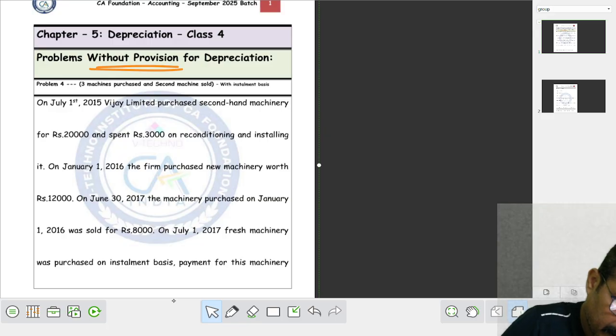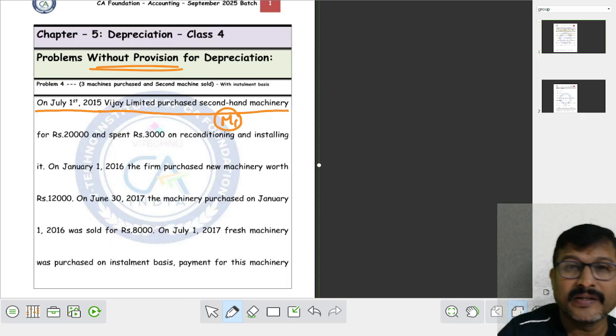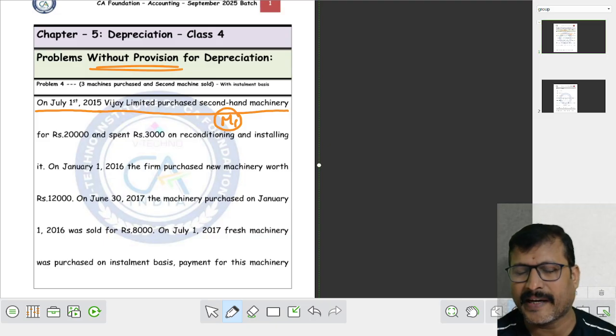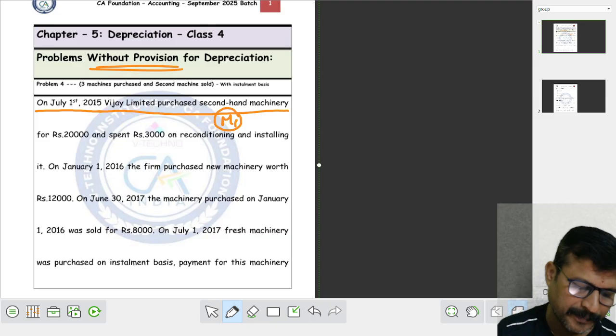See what happened. On 1st July 2015, Vijaya Limited purchased a second hand machine. What machine is it? M1 machine. Sir, it is a second hand machine. Please put M1. Second hand or first hand, we have purchased it, right? For us, it is machine 1.